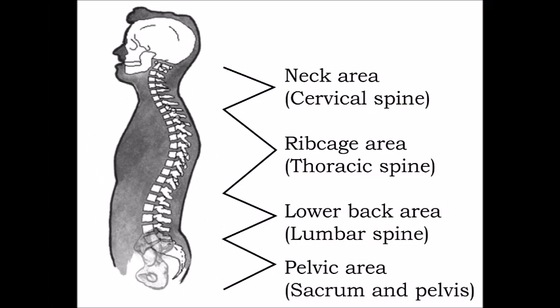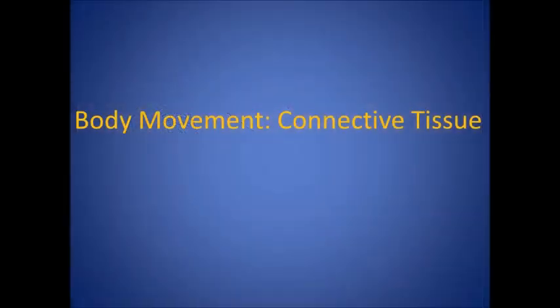From the side view, the head should still be centered over the pelvis, with a forward arch in the neck, backward arch in the ribcage area, and forward arch in the lower back. This forward arch in the lower back, the lumbar lordosis, is the foundation for proper sitting, which we'll get to in a few minutes. For now, let's talk about body movement, connective tissue.